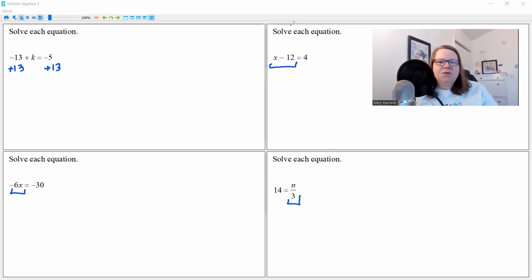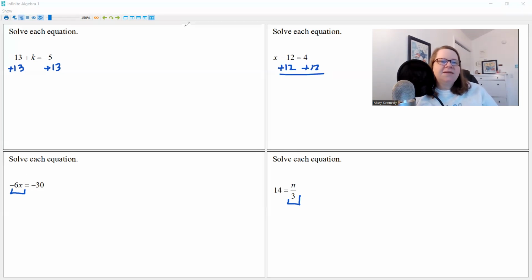And anytime you're doing something, you always put it on both sides of the equation. Let's do another one, because that can be confusing with the negatives and all that stuff. Let's do this one. It says x minus 12. If it says x minus 12, it's subtracting. I want to add 12. I'm going to put plus 12 on both sides.